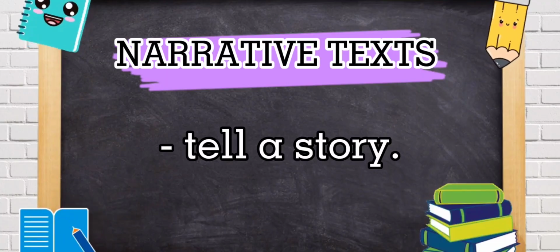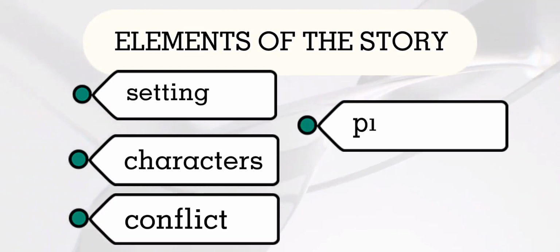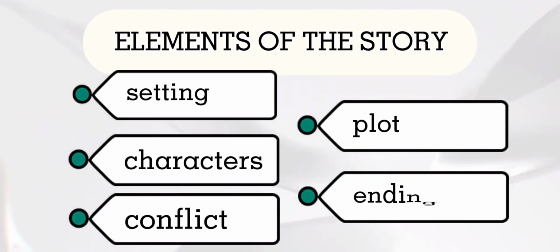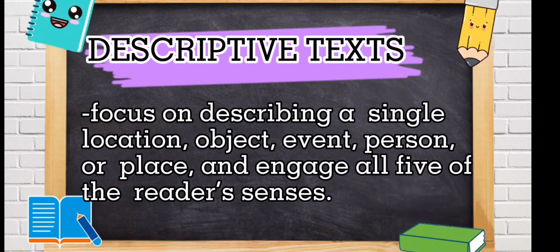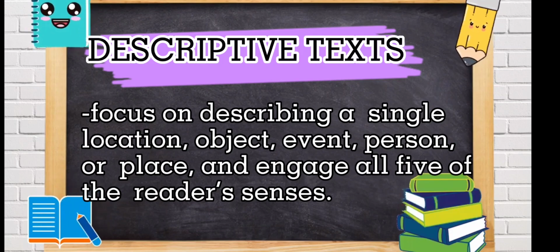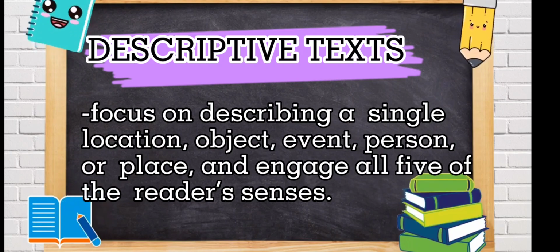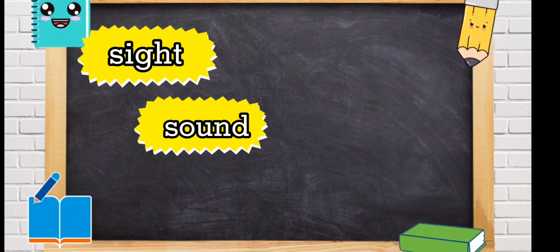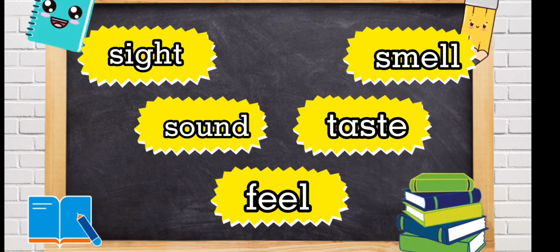Narrative texts tell a story. It may include story elements such as setting, characters, conflict, plot, and ending. Descriptive texts focus on describing a single location, object, event, person, or place, and engage all 5 of the reader's senses: the sight, sounds, smells, tastes, and feel of the text's subject.